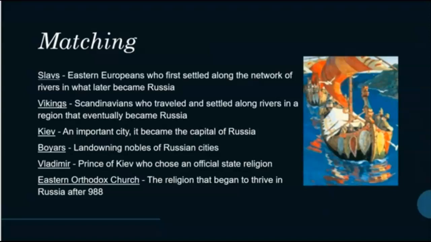Matching. The Slavs were Eastern Europeans who first settled along a network of rivers in what later became Russia. Vikings were Scandinavians who traveled and settled along rivers in a region that eventually became Russia. Kiev was an important city. It became the capital of Russia. Boyars were landowning nobles of Russian cities. Vladimir was the Prince of Kiev who chose an official state religion, an Eastern Orthodox Church, the religion that began to thrive in Russia after 988.